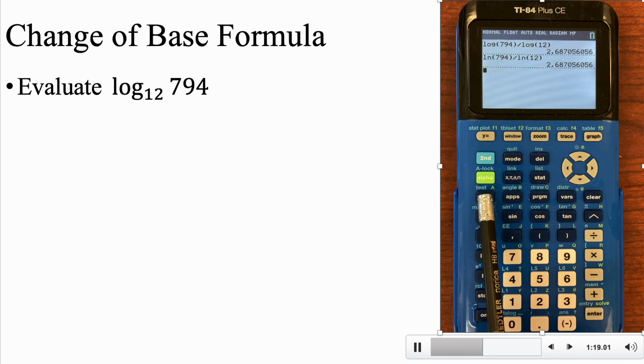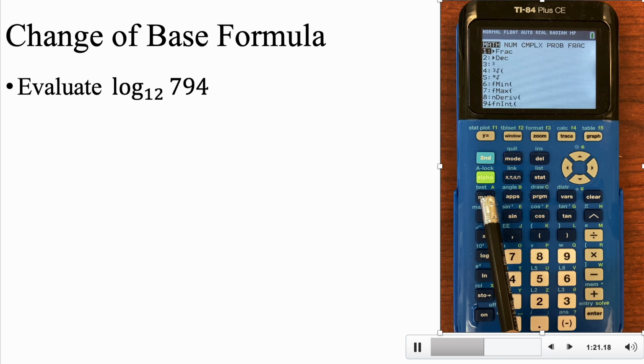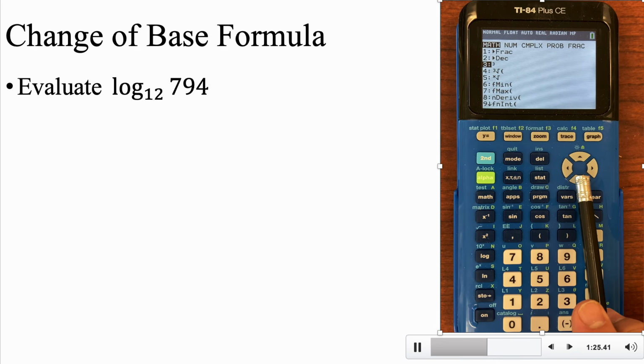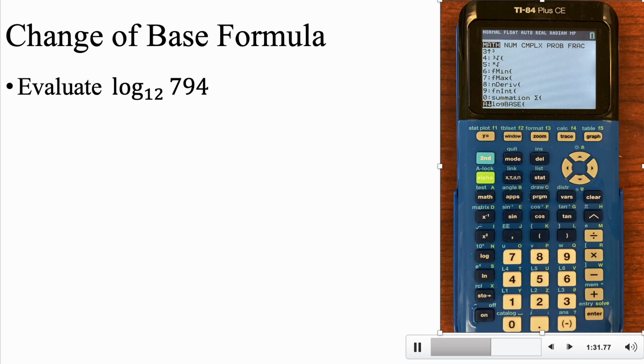What you do is press the math button, and we get this screen right here, and you're going to want to scroll down to the bottom. Scroll past all this other stuff here. And if we see an option that says log base, we select that. There's two things that could come up. If you're in what's called math print mode, it'll look exactly like this, where you just type in the 12 in the base location, the 794 in the parentheses. And when we hit enter, we get the exact same answer we've been getting.